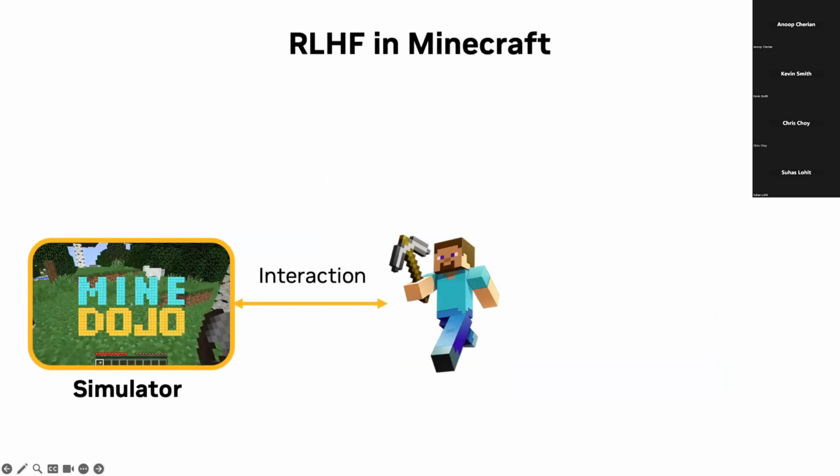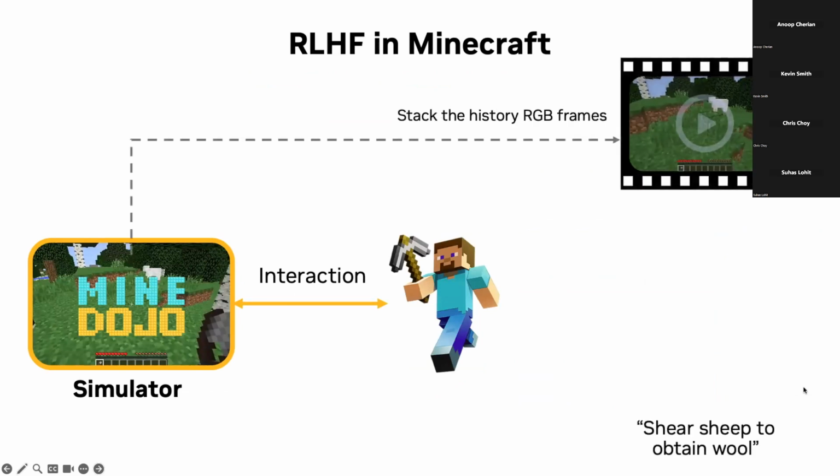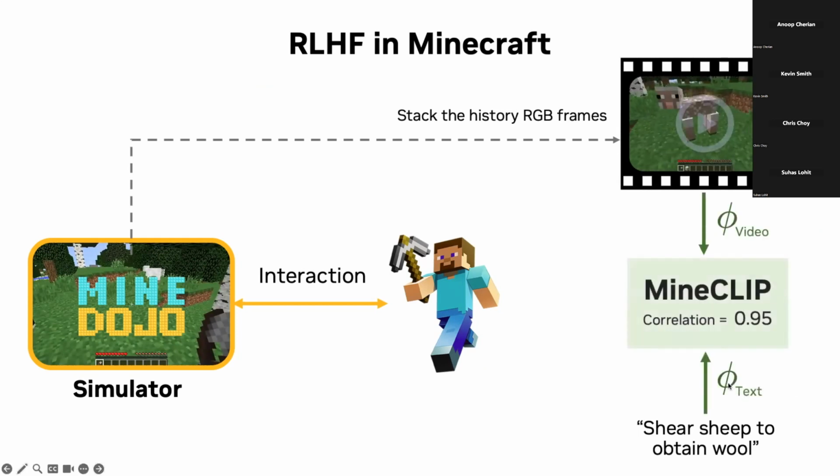So here's an example of our agent interacting with the simulator, and the task is to shear a sheep to obtain wool. The agent explores, it generates a video snippet, which can be encoded and then fed into the MineClip. And the higher the association, the larger the reward, or the larger the correlation, and then we can use this as a reward function for reinforcement learning.